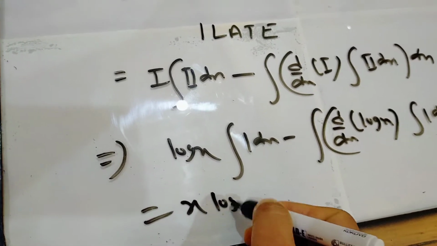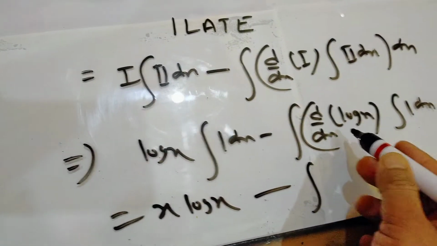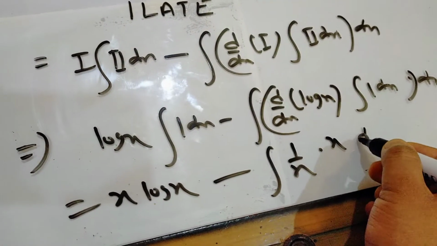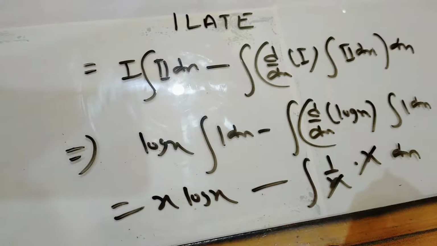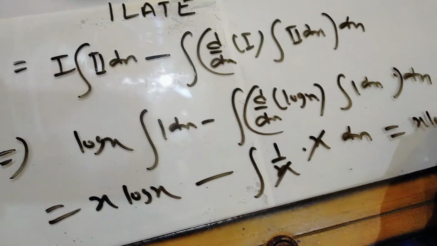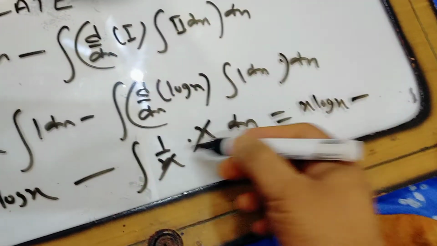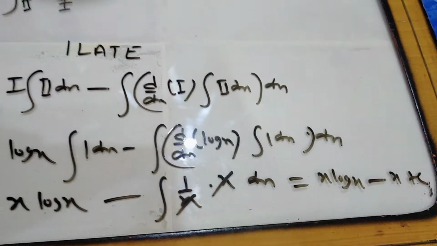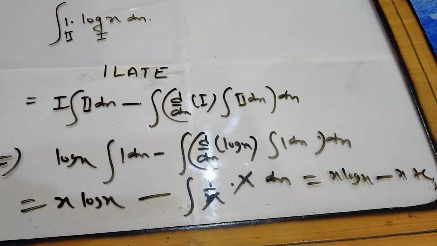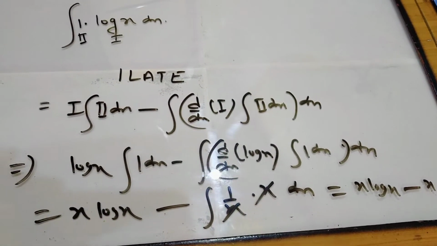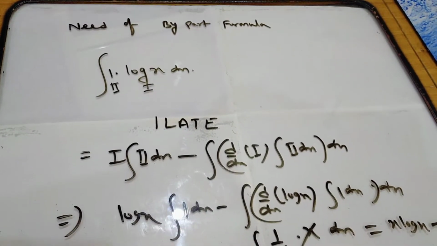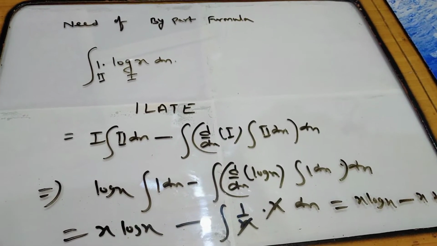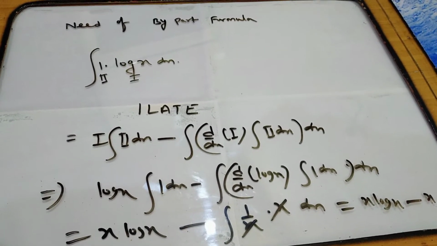So x log x minus differentiation of log x, which is 1 upon x, integration of 1 is x, dx, so they cancel out. Further solving, the integration of 1 is x. So this is your final answer for this question. This is the need of the integration by parts formula. It is a very important formula and you should know how to implement it also. Through this important example I have explained it.